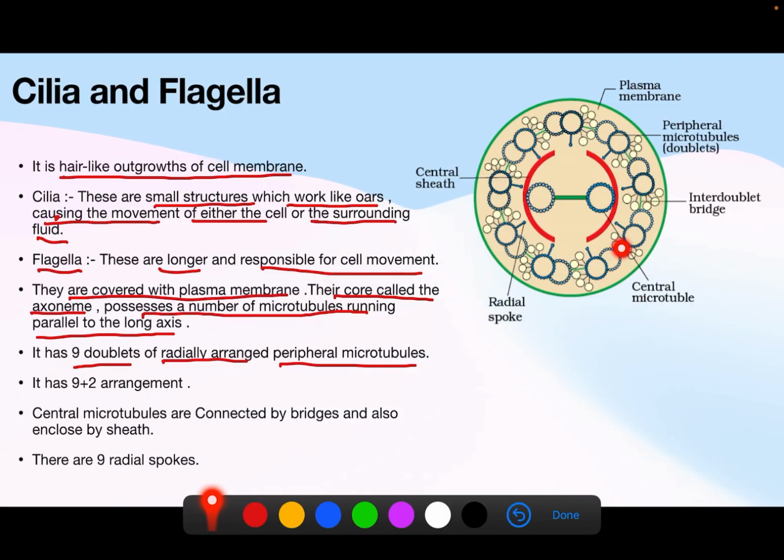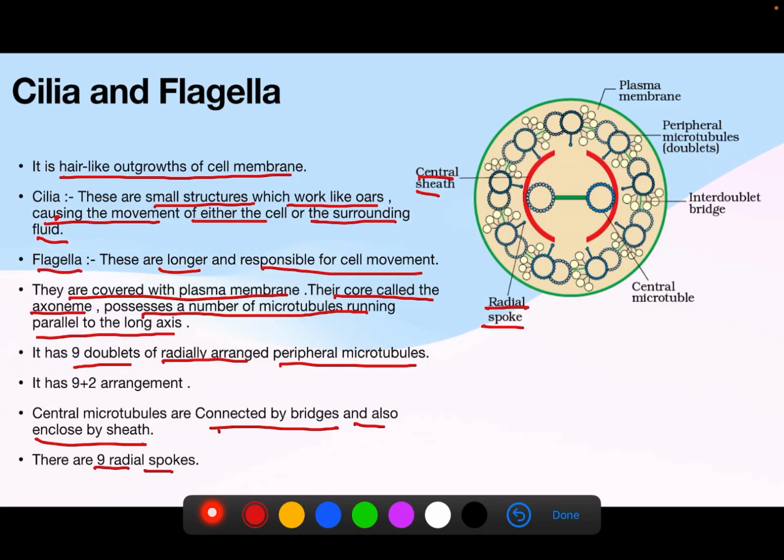These 9 doublets of peripheral tubules are connected to each other with the interdoublet bridge, which runs parallel to the axoneme. And in the center there are central microtubules. The central microtubules are connected by bridges and also enclosed by a sheath, which is known as the central sheath. It has 9 radial spokes. These are radial spokes. So this is all about today's lecture.